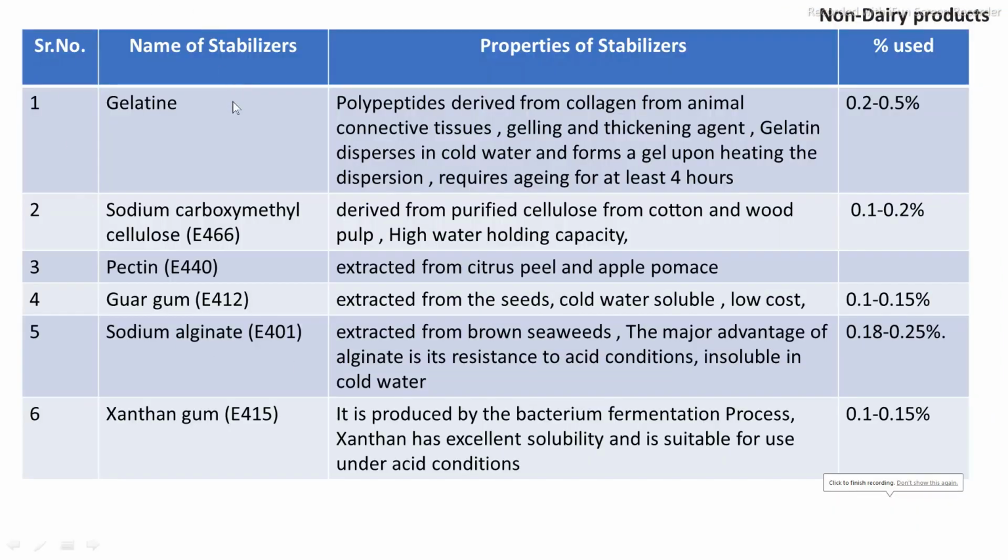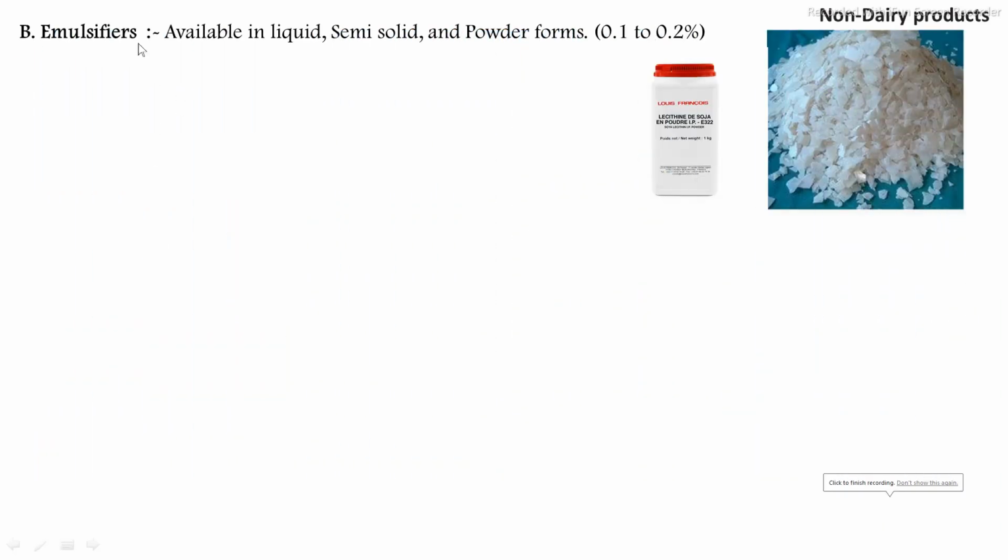These are also some examples of stabilizing agents. These are the groups, their properties, and the proportion of stabilizing agent used as per our requirement. The second one is the emulsifying agent.